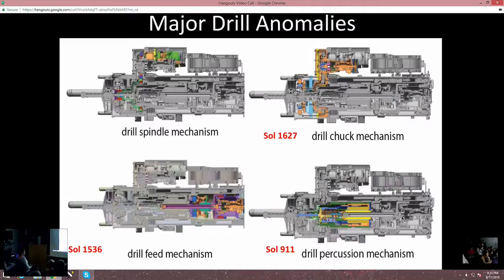It's still a problem that we have, but we've still been able to use the percussion mechanism to drill in the rocks. But the real big one that stopped us in our tracks was on Sol 1536, about a year and a half ago, with this drill feed mechanism. What the feed mechanism does is move the drill into and out of rocks.